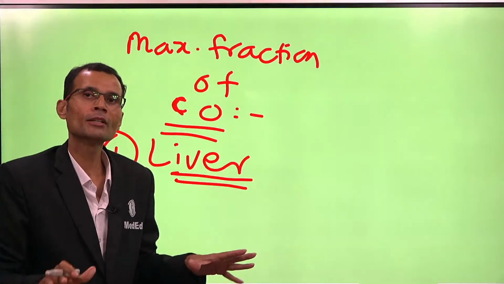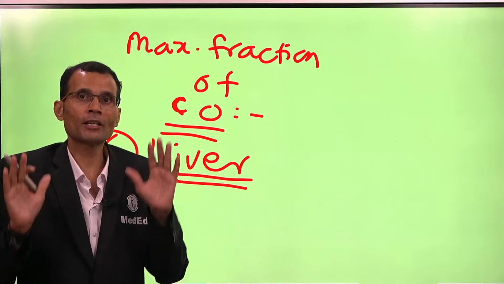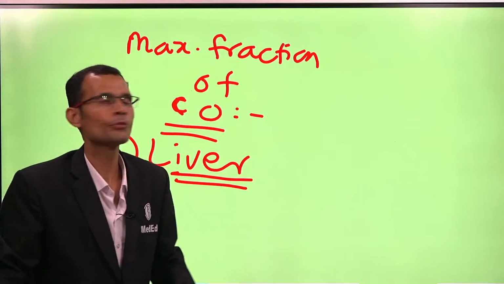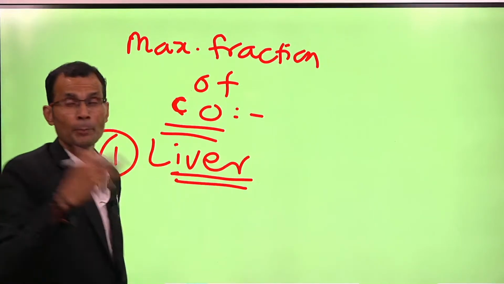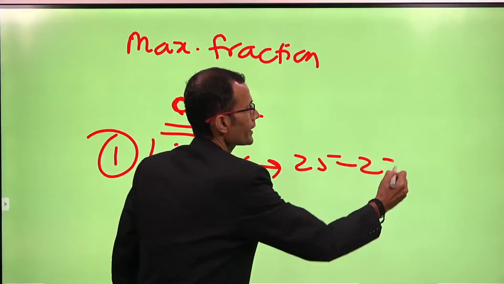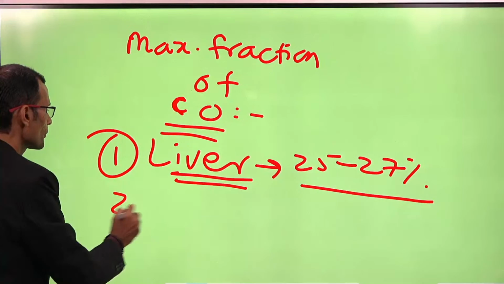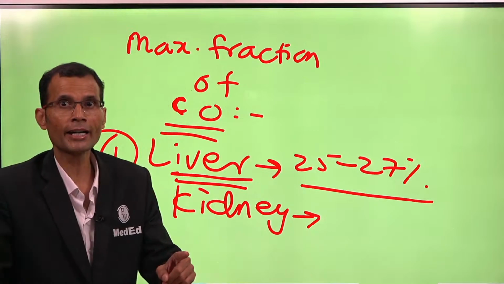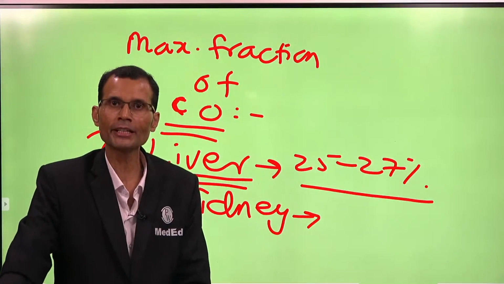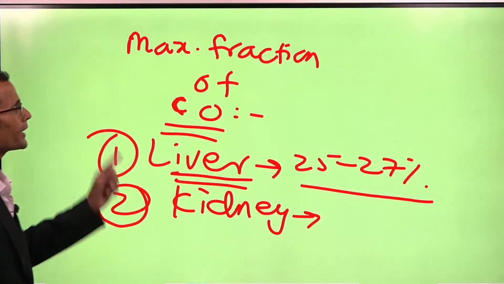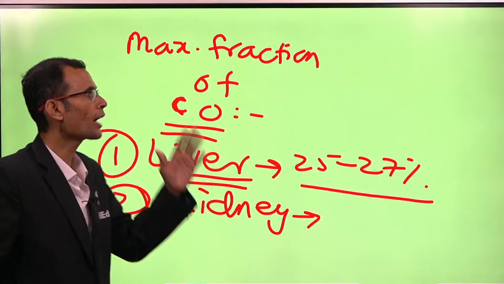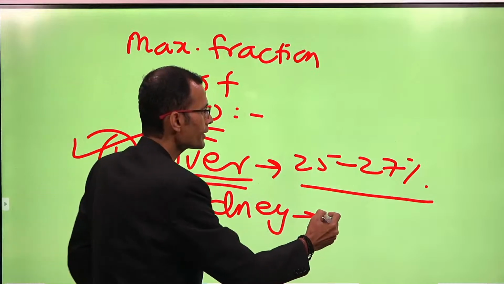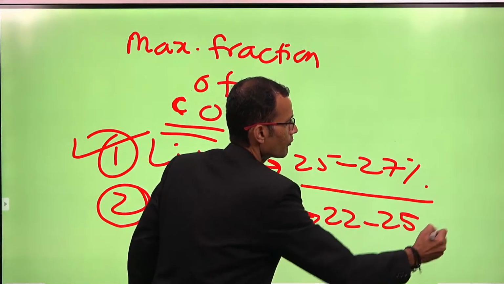If the cardiac output is 5 liters, how much of it is going to which part? So the perspective is cardiac output, and how much fraction is going to which organ, which tissue. And the answer is the best is liver. 25 to 27% of the cardiac output goes to the liver, and second best is kidney. I am not talking about the MCQ answer right now. Some people have written kidney, Chinmay has written kidney, and that's a correct answer. But hold on, right now I am talking about the maximum fraction of cardiac output. In that, the best one is liver, and second best is kidney, that is 22 to 25%.